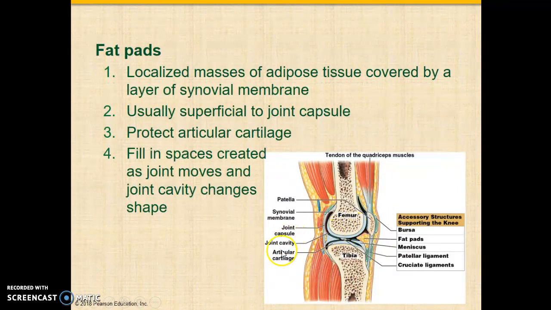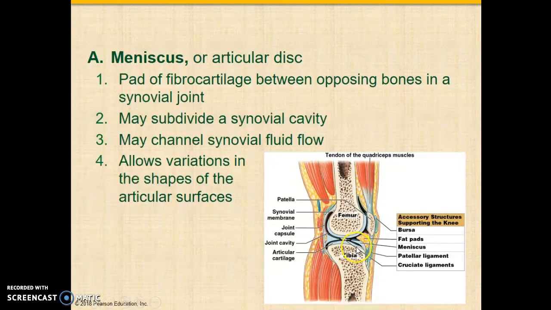Fat pads are also found in these synovial joints. It's usually superficial to the joint capsule. It protects the cartilage and it fills spaces. A meniscus is a pad of fibrocartilage, a very dense type of cartilage, and it's between opposing bones in a synovial joint. This picture isn't the best to show the meniscus, but often if there's damage to the knee, there's damage to that meniscus.